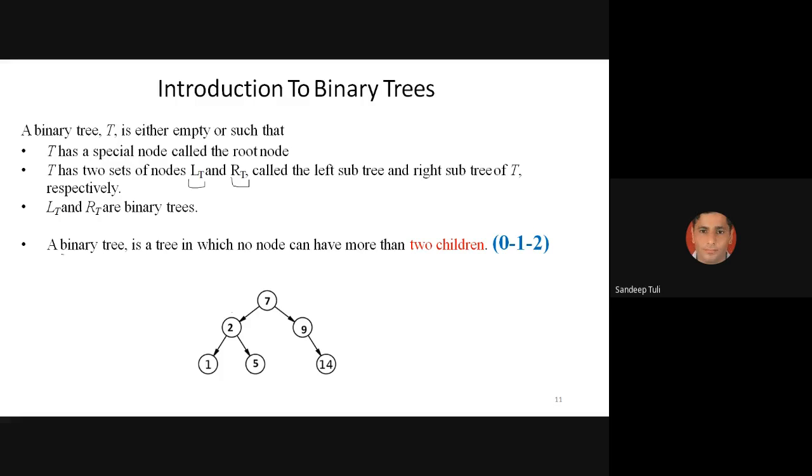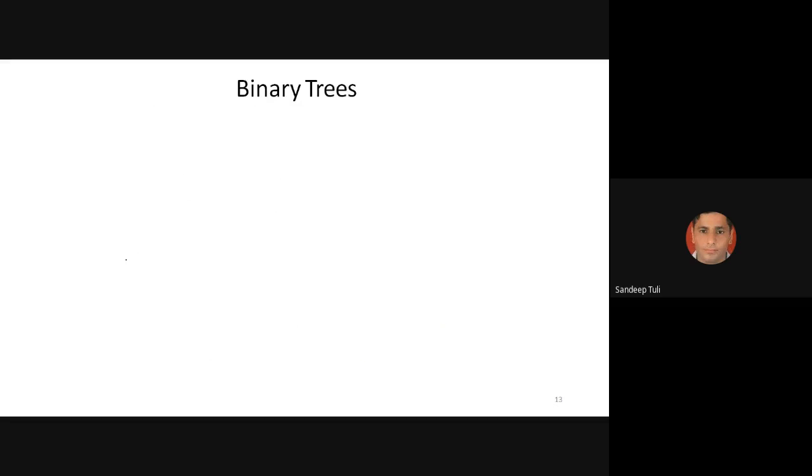So that is the definition of binary trees. We will now learn about the various operations and the characteristics of the binary tree. We will focus on binary tree only in this unit.